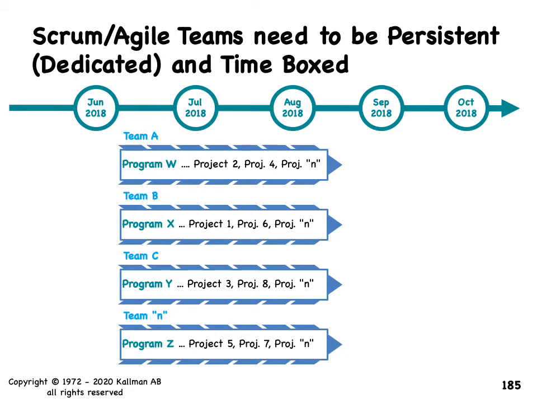So your Scrum teams need to be persistent, dedicated, time-boxed, perhaps. And you could have Team A working for Program W, Team B working for Program X, Team C working for Program Y, Team whatever working for Program Z. And then as they complete the projects, you just assign the next project to them as you're moving across.